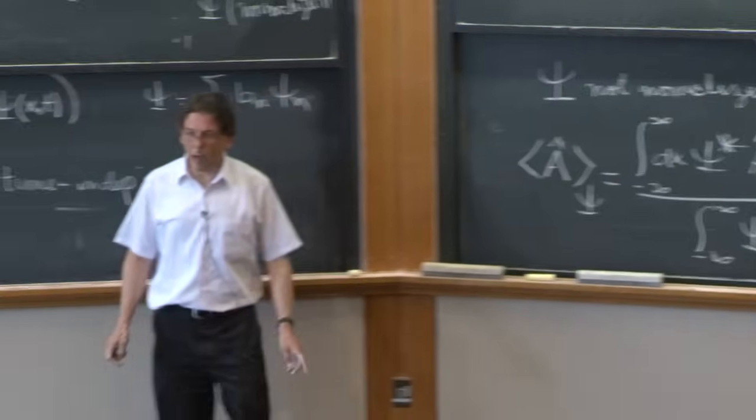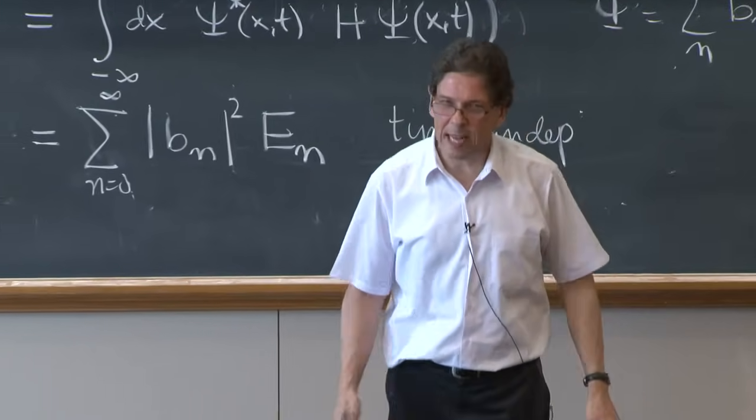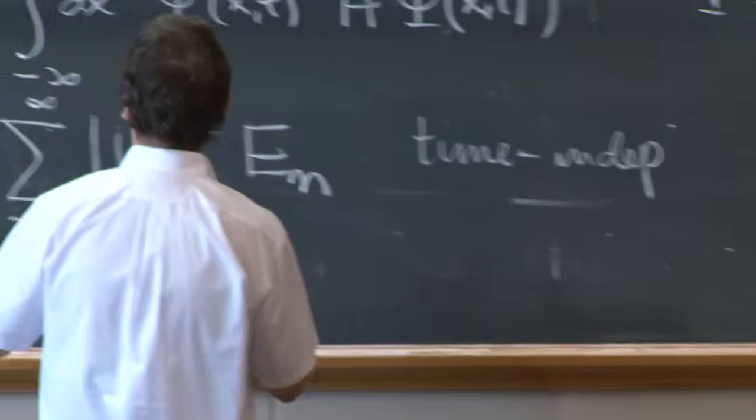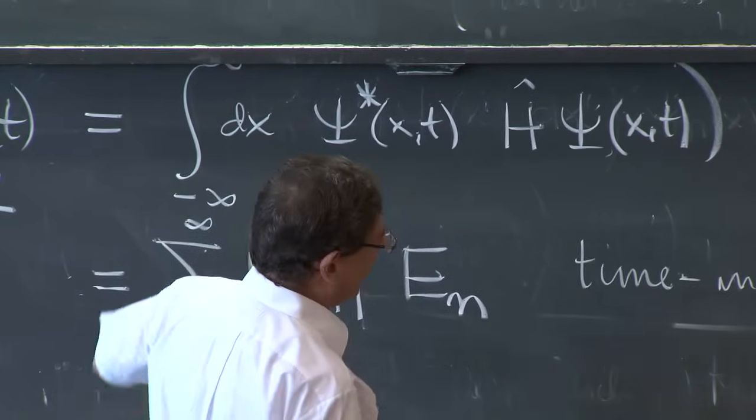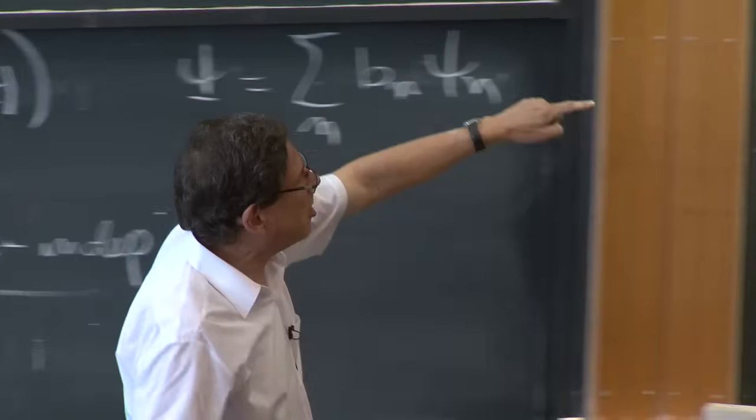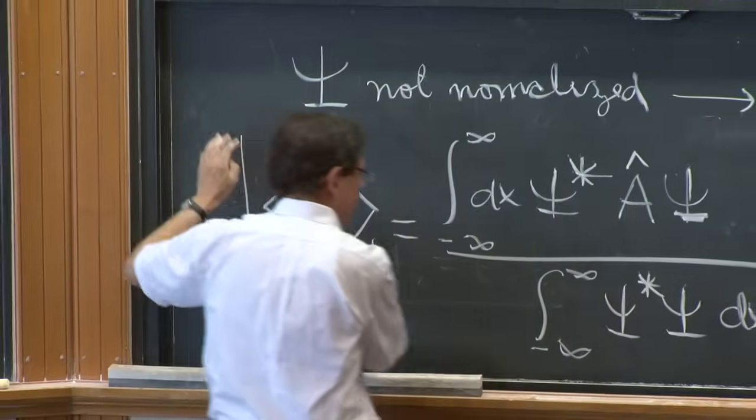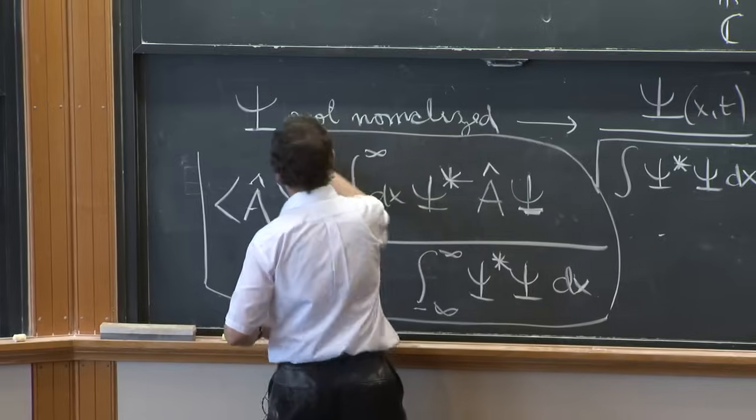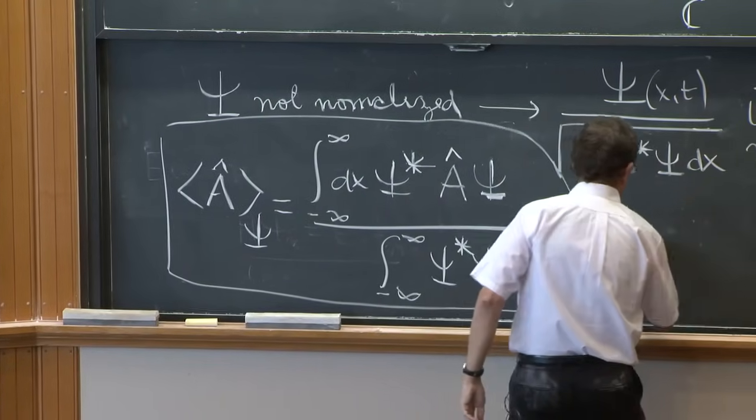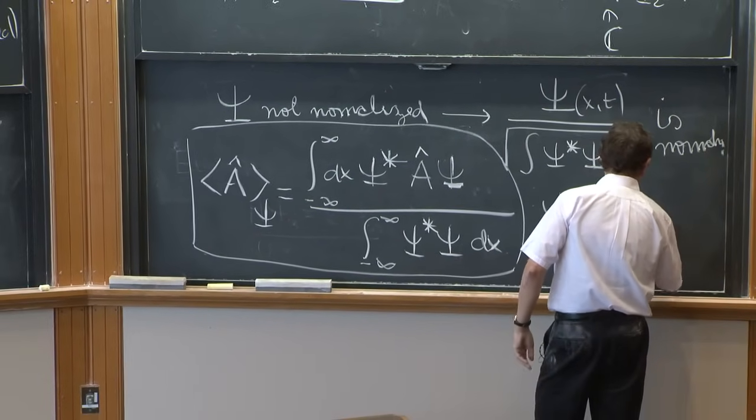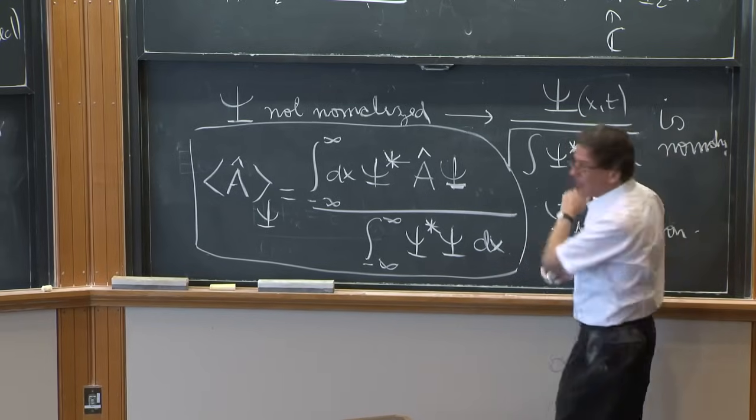So if you don't want to normalize a wave function, that's okay. You can still calculate its expectation value by working with a not normalized wave function. So in this definition, psi is not normalized, but you still get the right value.